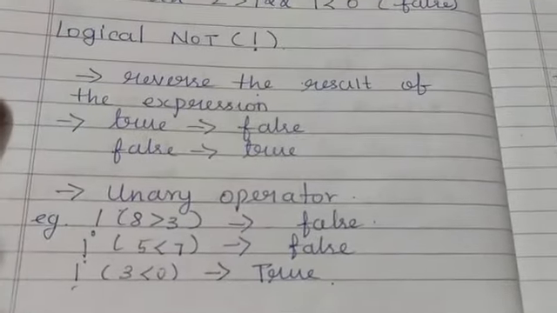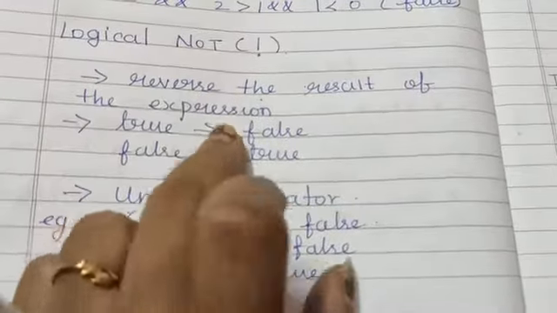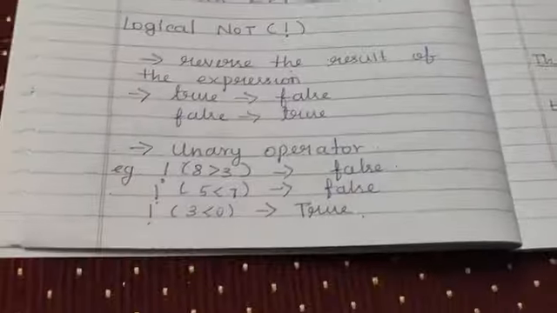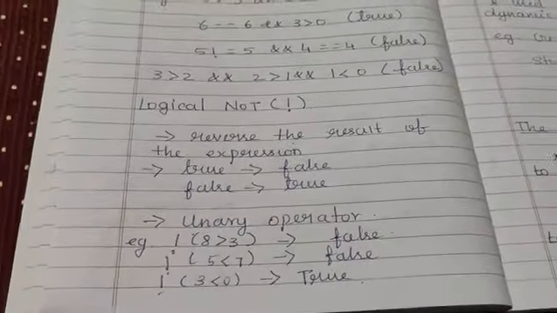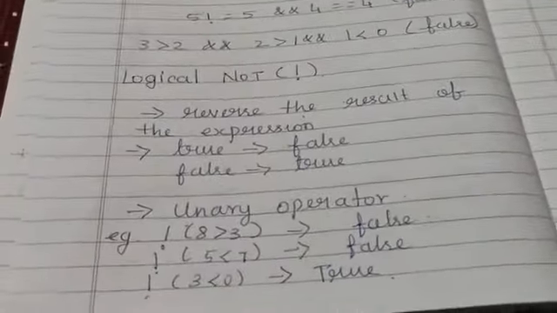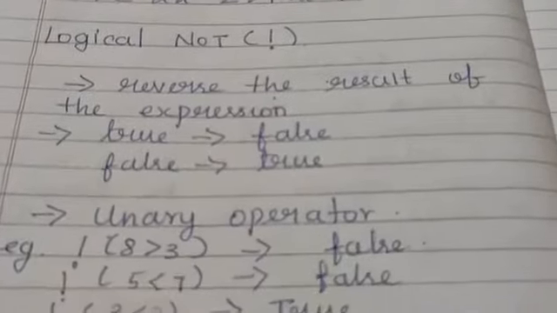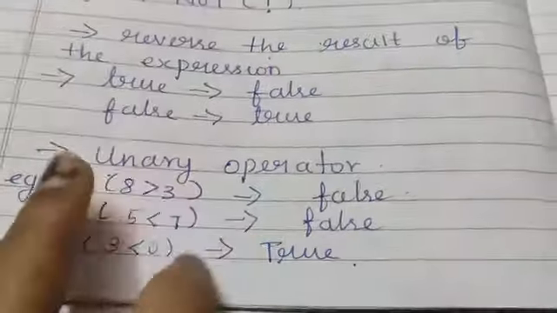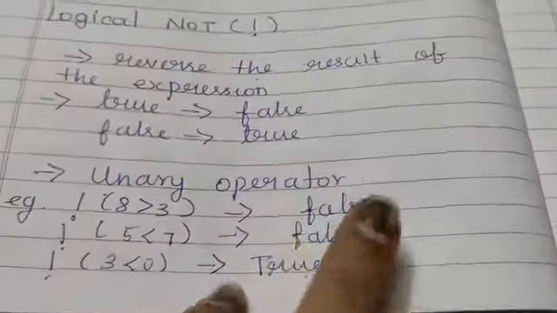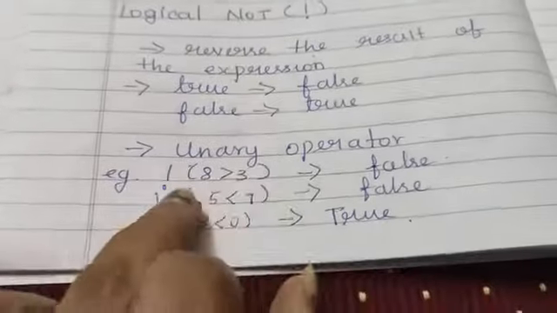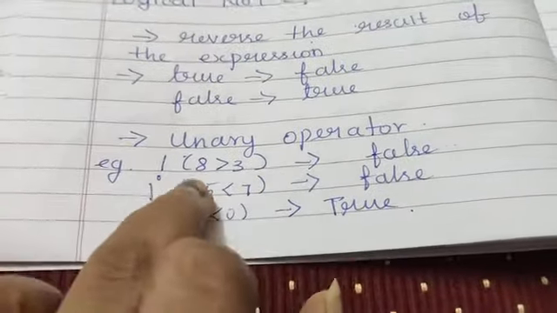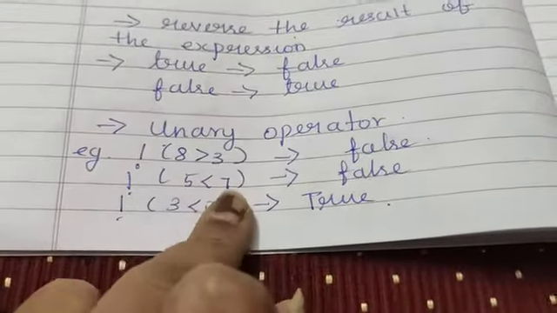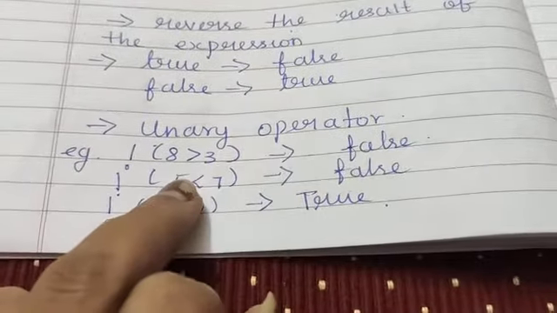Then your logical NOT. What it does is just reverse the result of the expression. If it is true, it turns it into false, and if it is false, it turns it into true, like a toggle. So this is also called a unary operator because it operates on only a single operand or single expression. It cannot combine two or more expressions. It operates only on a single expression.